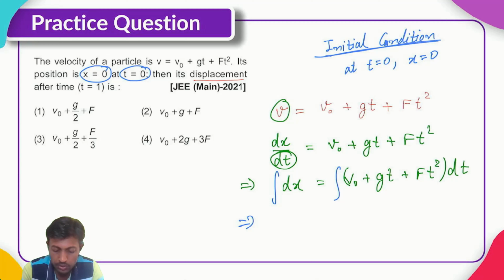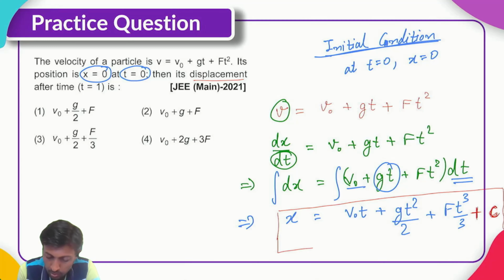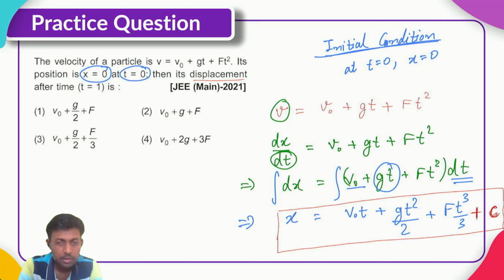Integration of dx will just give you x. This is equal to integration of v naught dt, which will give you v naught t, and integration of gt with respect to dt will give you gt square by 2. And the third term will give you ft cube by 3. But we are not done yet. We'll have to add that constant of integration also, because this was an indefinite integration, right? So here we have the expression for x, or displacement, and how it varies with time.